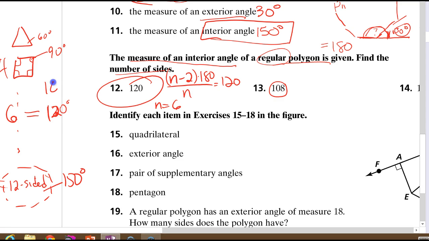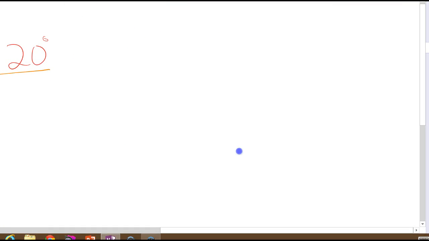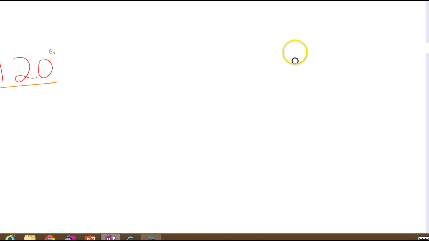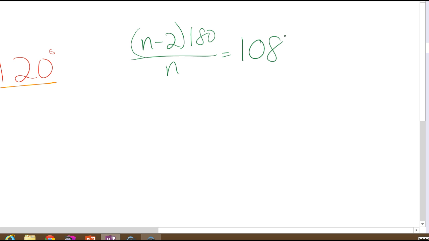Try that again. 108 would be somewhere between a 4-sided and a 6-sided figure. And if you're guessing it's a 5, you're probably right. But let's see that again. Let's do the math over here. I can use n minus 2 times 180 divided by the number of sides. In this case it is going to be 108.